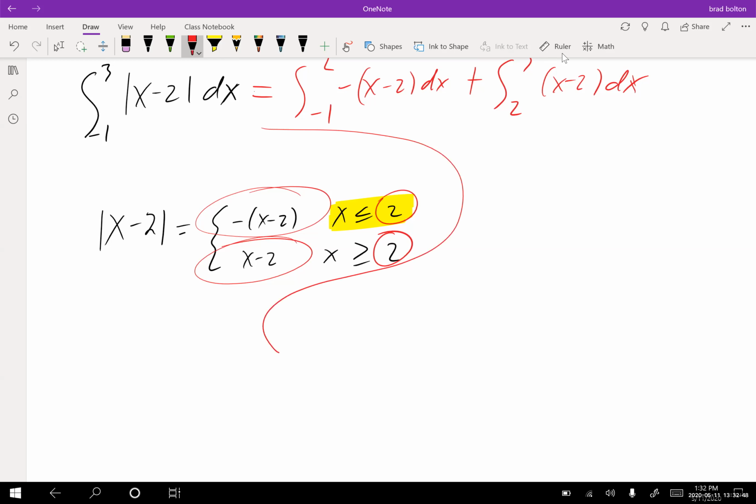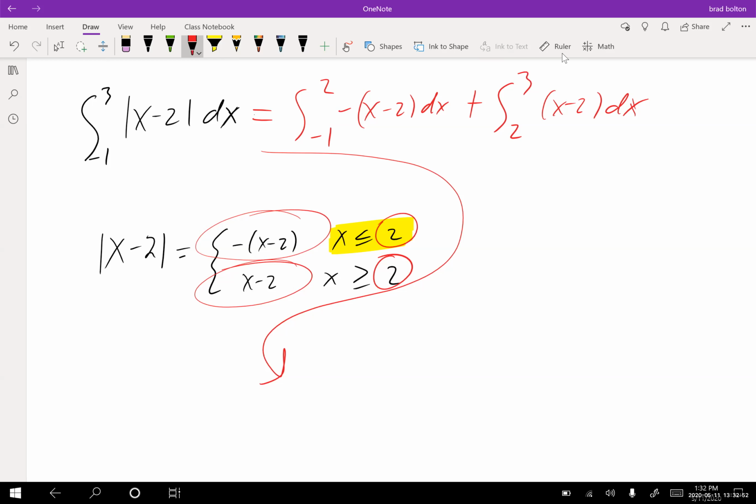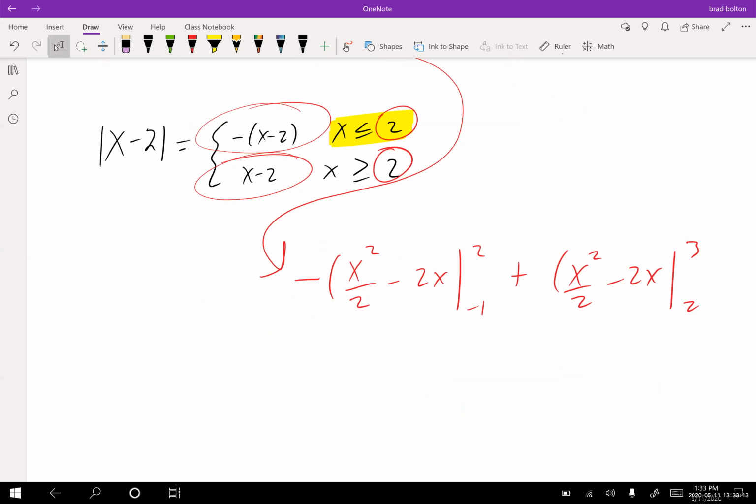Okay, so now I kind of ran out of room, so I'm going to come way down here. This is going to become negative, and then the antiderivative of x minus 2 is x squared over 2 minus 2x, and this is going to be from -1 to 2, plus the integral of x minus 2, whose antiderivative is x squared over 2 minus 2x, from 2 to 3. So I did my definite integral. Okay, and now let's see what we get.